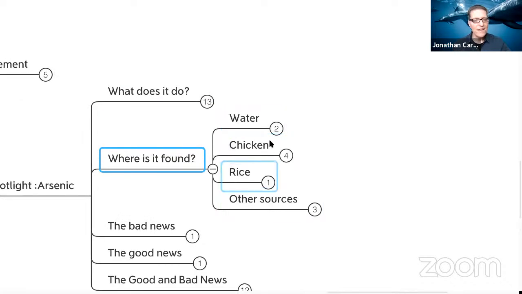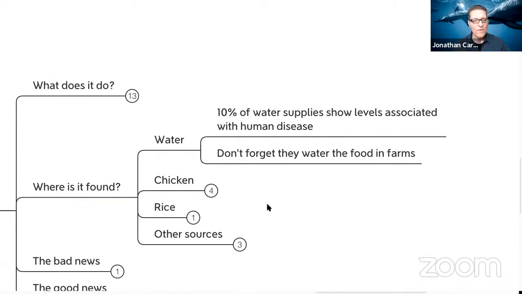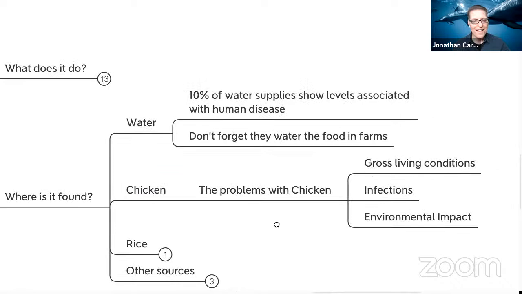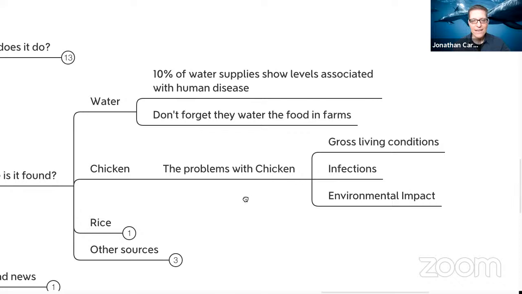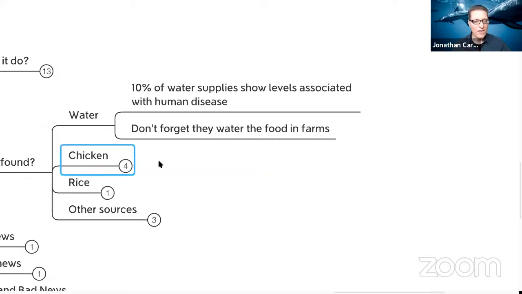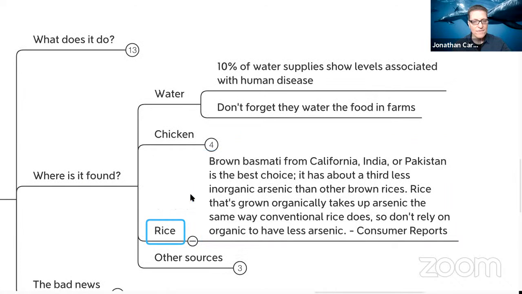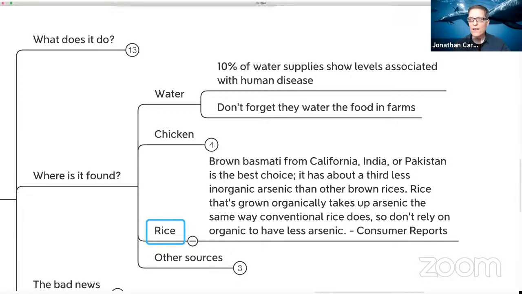Water, chicken, rice. Water is a big one. Chicken is problematic. You want to get the highest quality chicken as you possibly can, but there are very high levels of arsenic in just conventional chicken. And rice. So brown basmati from California, India, or Pakistan is probably the best choice. And the reason it's in rice is because of arsenic in the soil. And unfortunately, the soil gets contaminated.